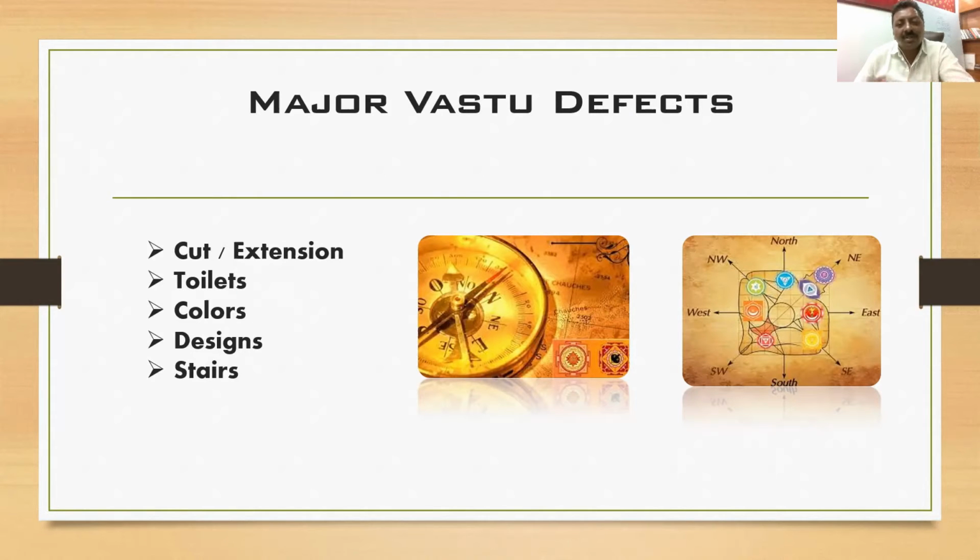First is the plot, which is very important. Mostly you can see square plots or rectangular plots, but the toilet is very important. Wherever the toilet is placed in a particular direction, it will not give you good results, it will give you bad results only.